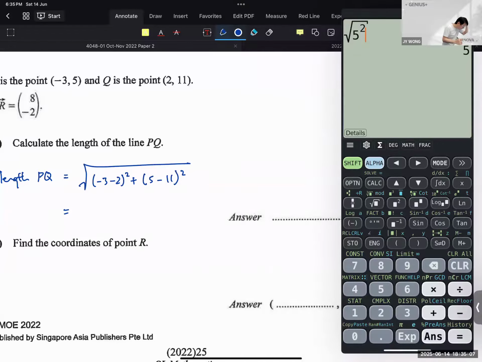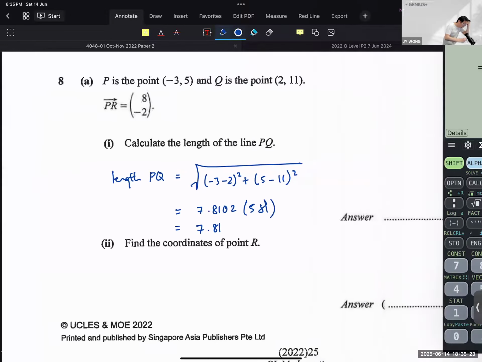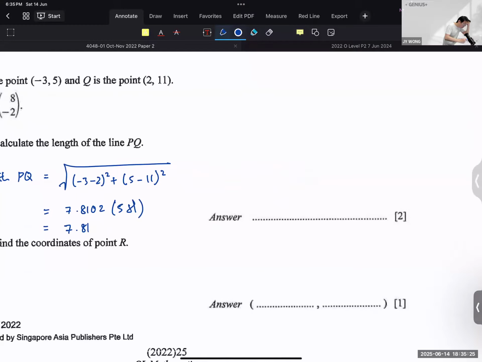So 5 squared plus 5 minus 11 is 6, so 6 squared. So 7.8102 in 5 SF, 7.81 in 3 SF. Interestingly, again, they never put units. I would write it.